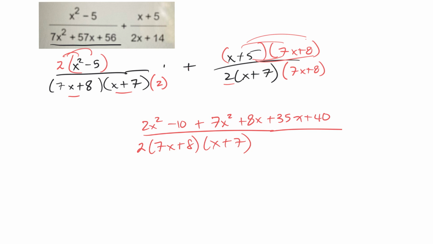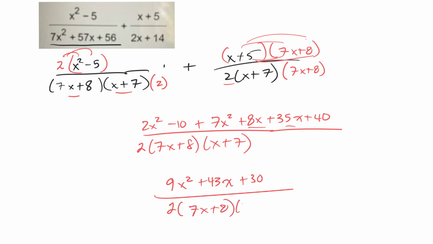Okay, collecting like terms, I'll have 9x squared. Plus 43x. Yeah. And then plus 30 over 2 times 7x plus 8 times x plus 7. Okay, hopefully that helps understand that one.